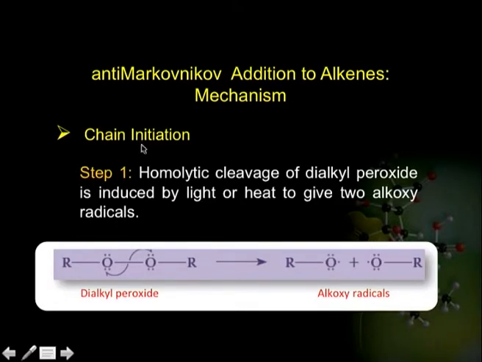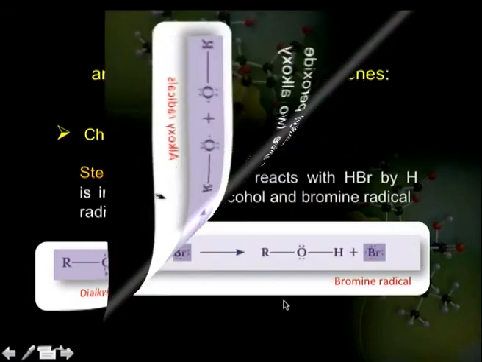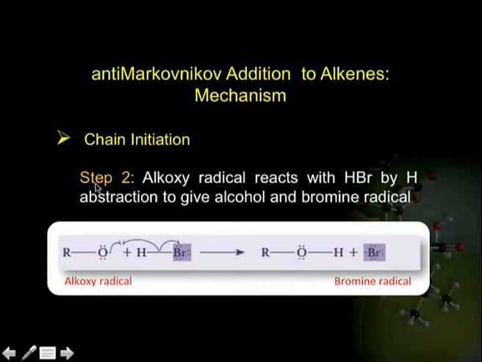The anti-Markovnikov addition actually follows a chain radical mechanism. You are familiar that the first process in this particular mechanism is chain initiation, under which we have the first step where homolytic cleavage of dialkyl peroxide is induced by light or heat to give 2 alkoxy radicals. This is the triggering of the radical formation, and then comes the second step of this reaction where the alkoxy radical reacts with HBr by hydrogen abstraction to give alcohol and bromine radical.